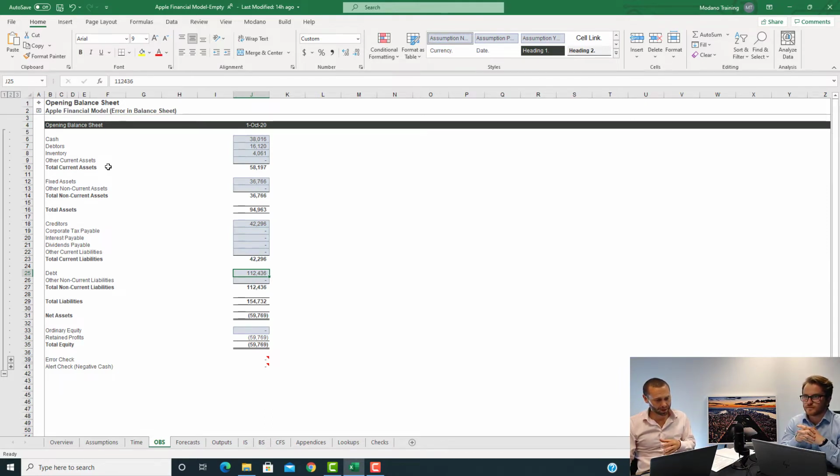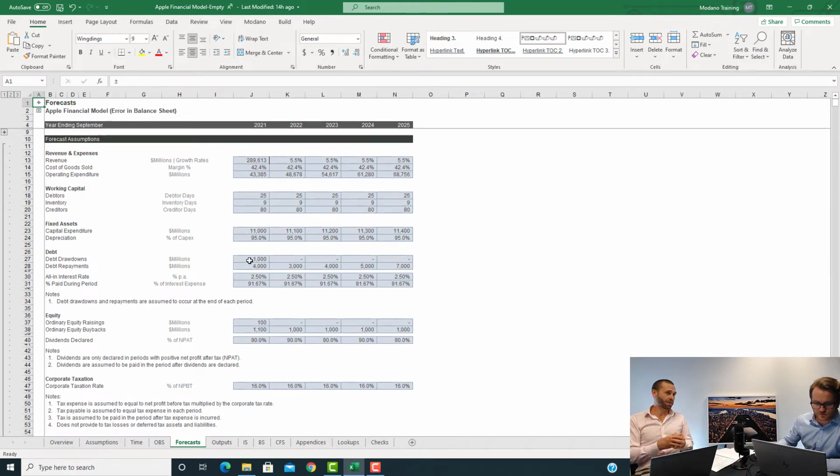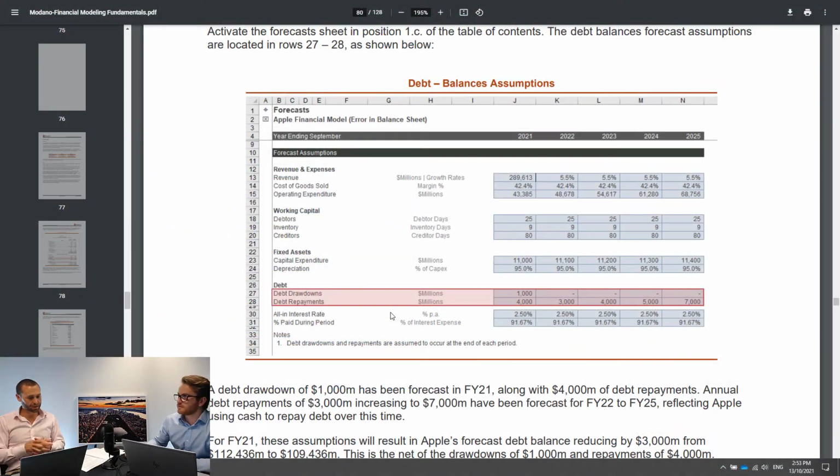Now, if you go to the forecast sheet in the model, the forecast assumptions, you can see the debt drawdowns and repayments. Just on a terminology front, we've referred to effectively taking money from the bank and raising money as a drawdown. Repayments are obviously repaying the money. So drawdowns and repayments, you can see we've forecast. It's quite interesting.